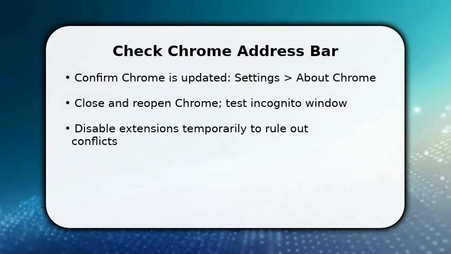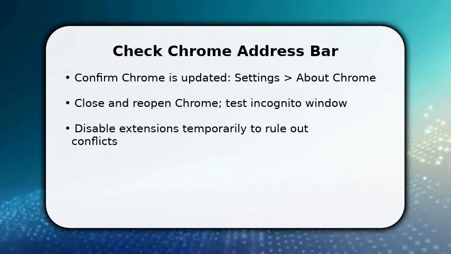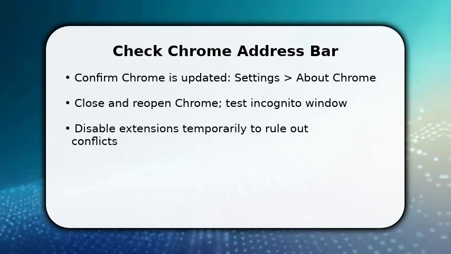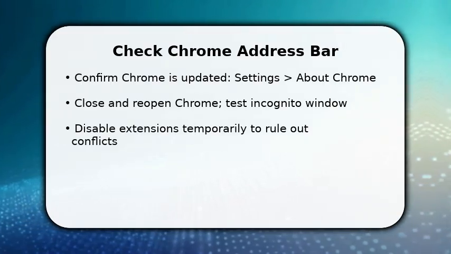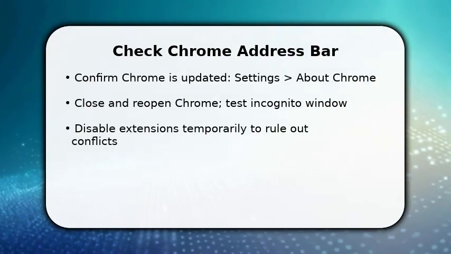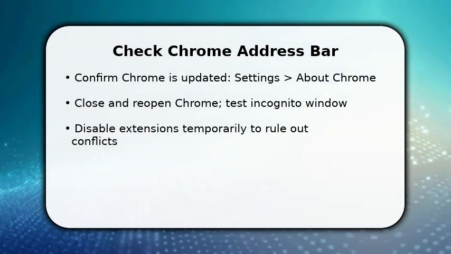You start by verifying Chrome itself is healthy. Open Settings and go to About Chrome so it updates. An outdated build can hide UI elements. Once done, fully close Chrome and reopen, then open an incognito window to see if the address/search bar returns.